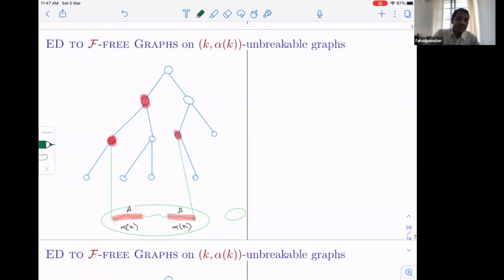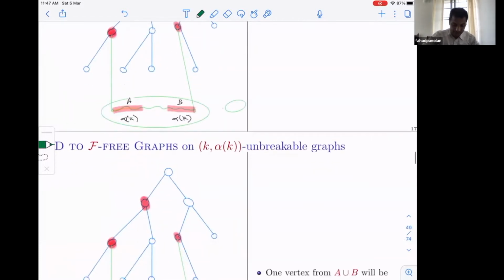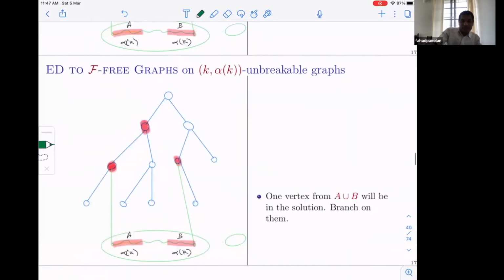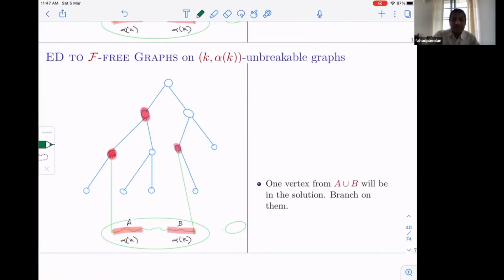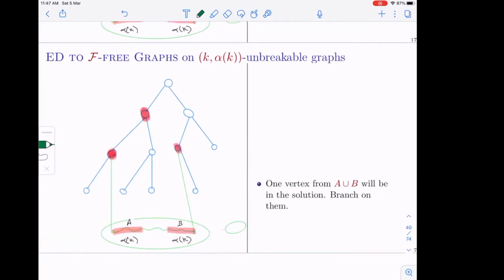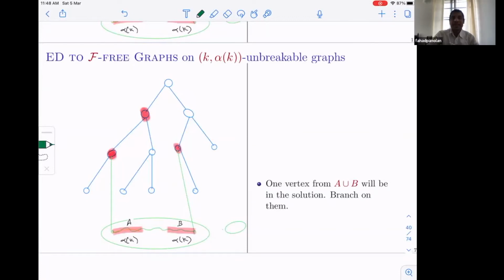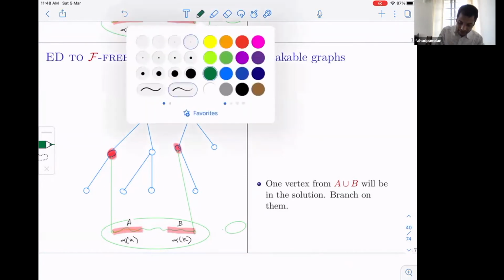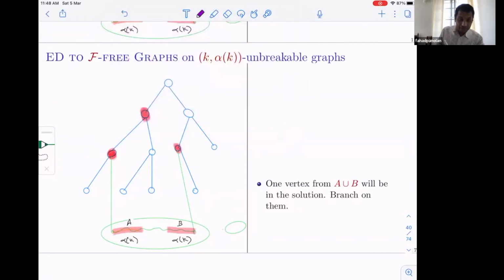If it is not, then I say that the graph we started with will not be K alpha K unbreakable. Now, why is it? Suppose none of these vertices in A or B is in the solution, not in the elimination forest. That means after deleting my elimination forest, I will have lots of connected components, where one connected component will contain these vertices and one connected component will contain these vertices.